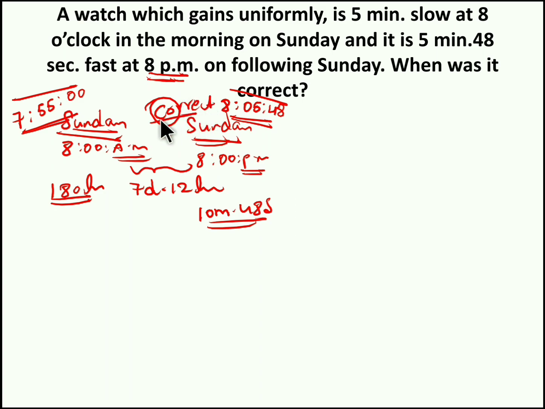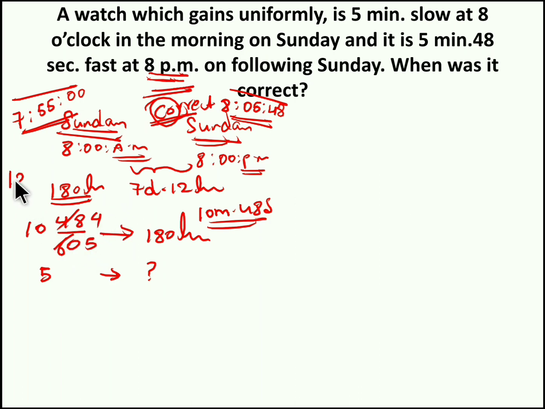So you have to find that correct time. We can write 10 minutes and 48 seconds as 10 minutes and 48 by 60 minutes in 180 hours. Now we have to find in how many hours 5 minutes will be gained. When you cancel, you get 4 by 5, so 10 4 by 5 minutes. 10 4 by 5 can be written as 5 into 10 is 50, 50 plus 4 is 54, so it's simply 54 by 5.